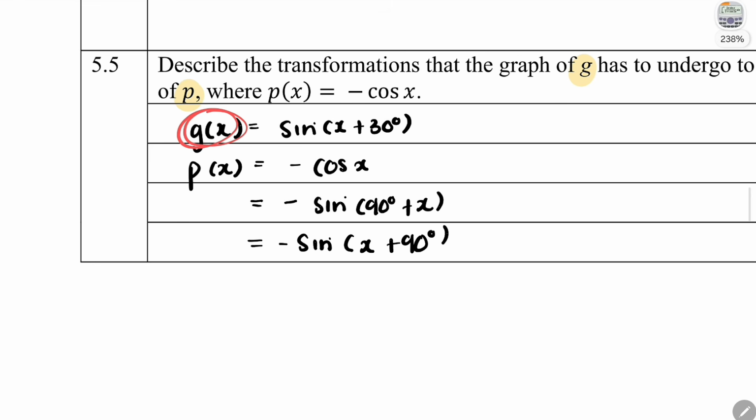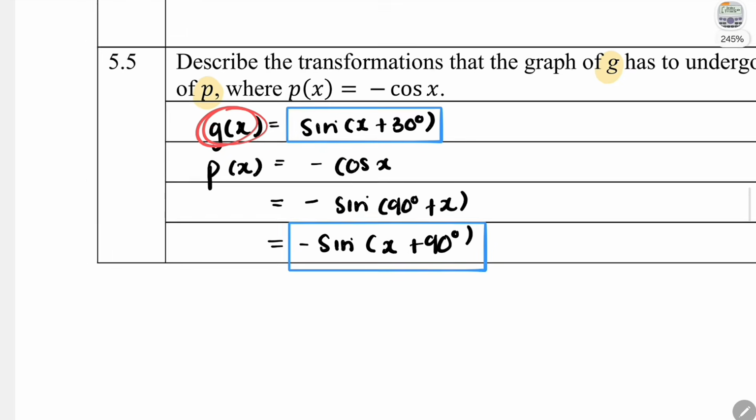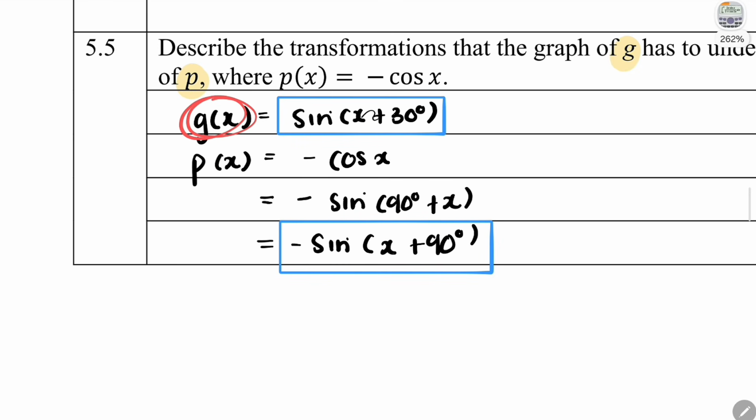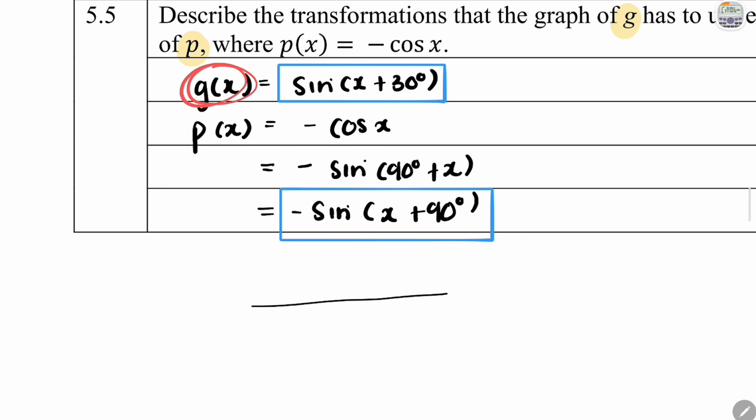And now, how did we actually go from this graph to get to this graph? Let's just look at the transformation that took place. So we went from x plus 30 degrees to x plus 90 degrees. If you went from 30 degrees to 90 degrees, what happened? You would have to add 60 degrees.